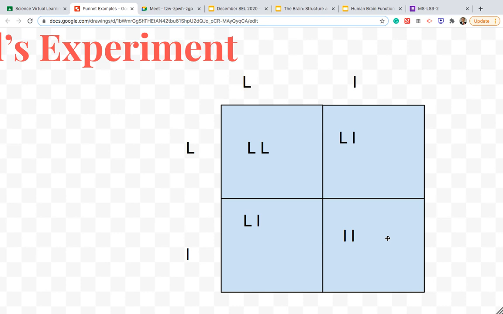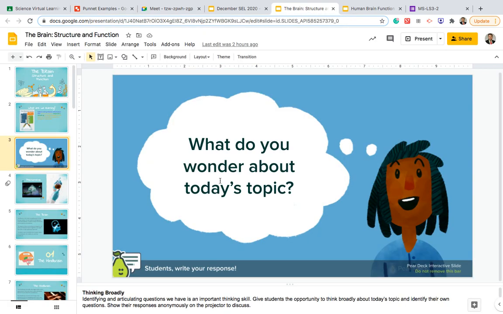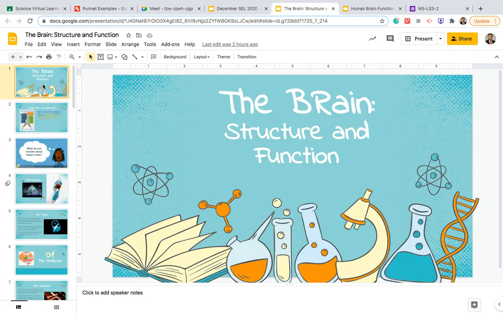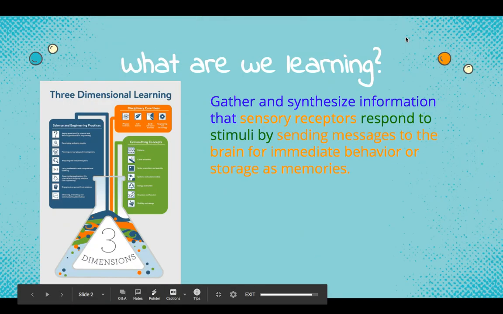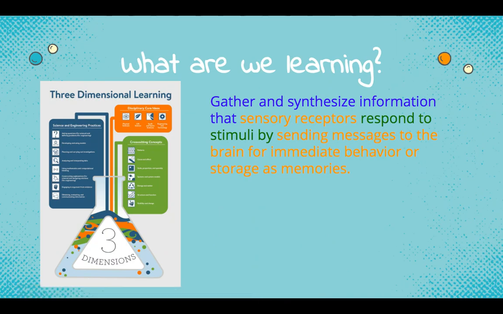All right. Then today we started our brain functions. So we started off looking at the brain structure and function, because that's what we're going to be investigating. We examined our learning target, our overall standard, which is gather and synthesize information that sensory receptors respond to stimulus by sending messages to the brain for immediate behavior or storage as memories. And we broke that down.